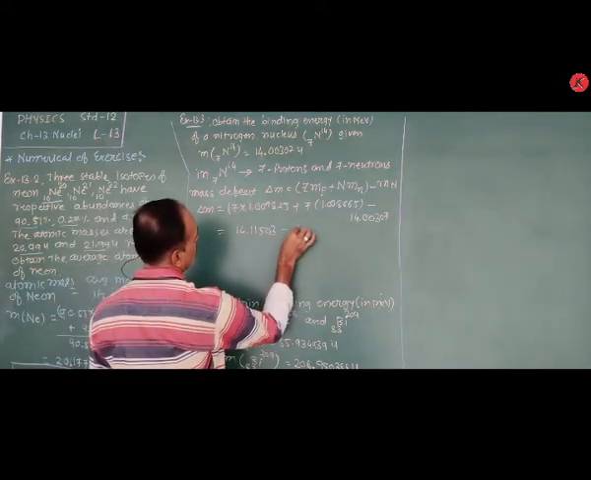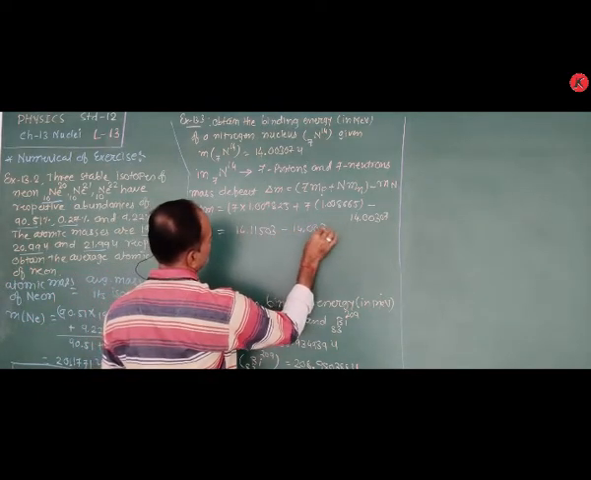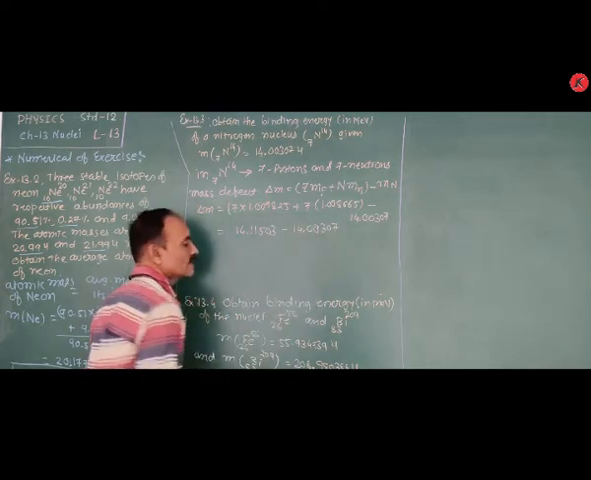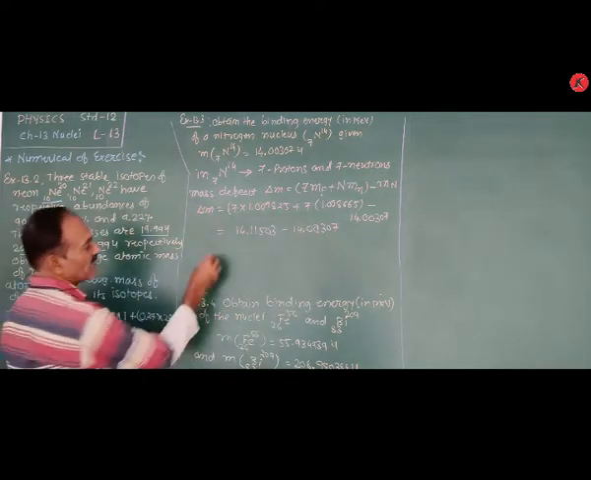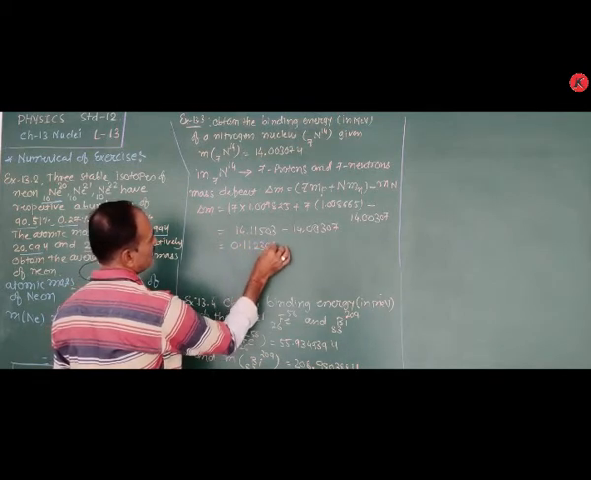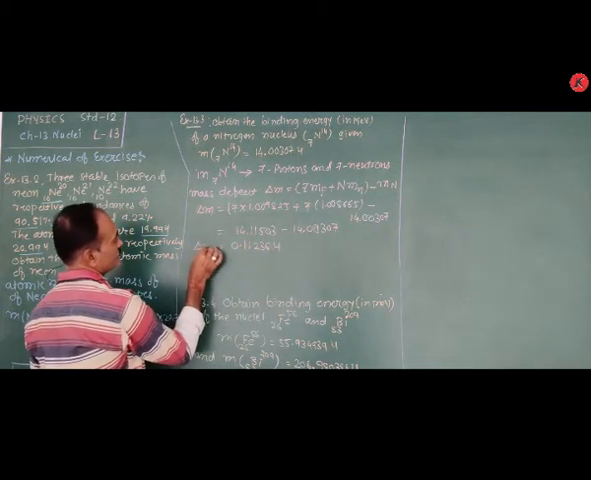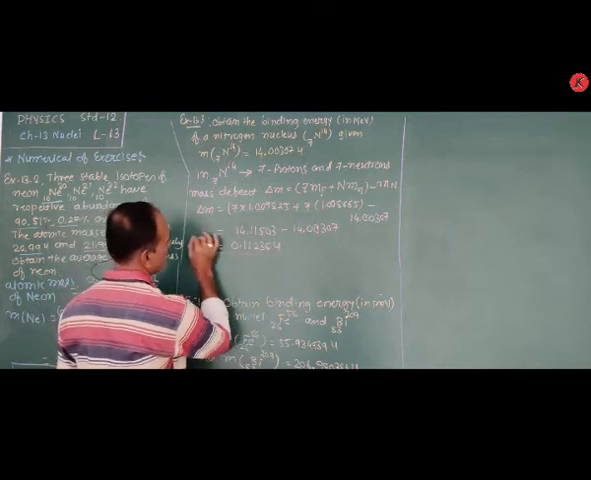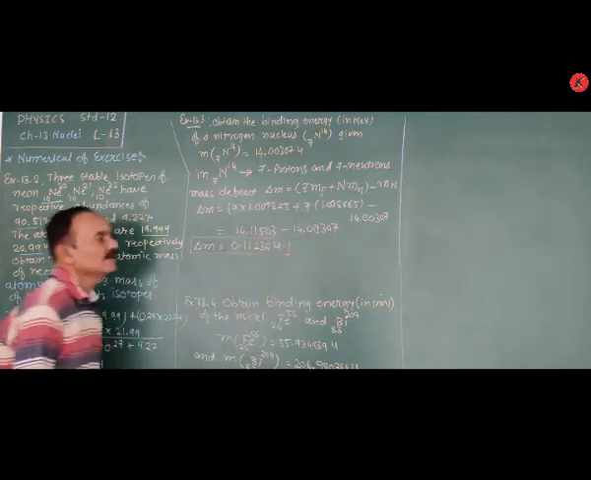14.11503 minus 14.00307. Therefore, the mass defect is 0.11236 atomic mass unit. That is the mass defect of nitrogen.